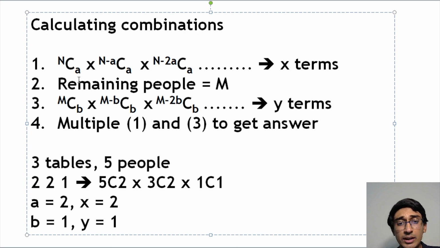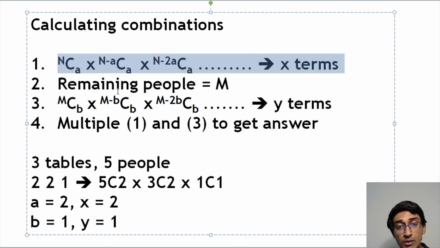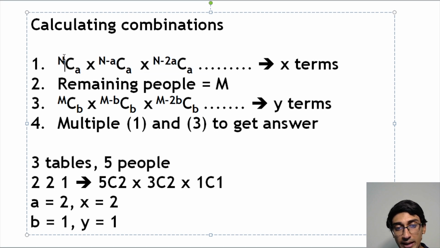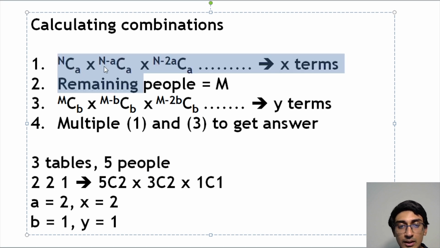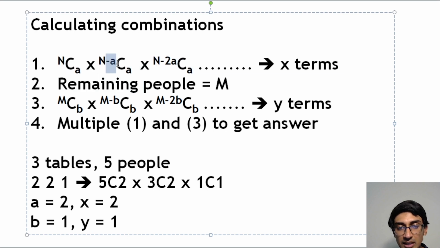That's exactly what I have tried to translate over here, right? We'll take NCA, which is from N, we are first going to place A people in the first table. A is the number of people in type 1 table. So NCA into N minus A CA, which is 5 minus 2 is 3. So the remaining people, I placed A people, then I'm going to place N minus A people, then N minus 2A people, and so on. I'll keep going until I have x terms. X is the number of tables possible, right?